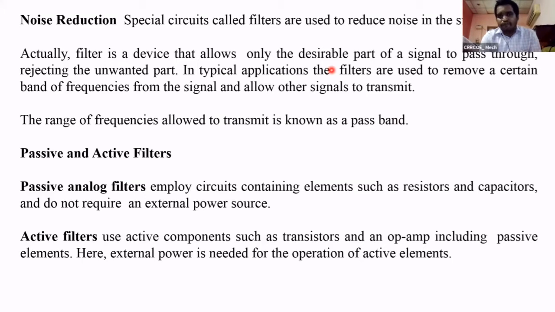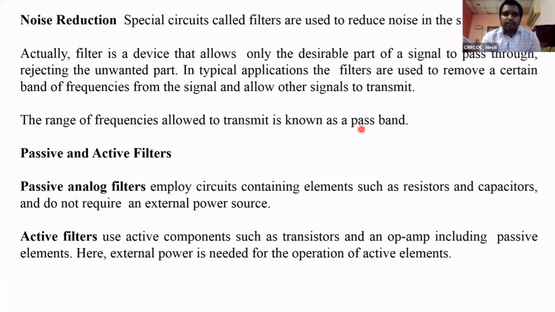A filter allows a certain frequency of signal through it and rejects the remaining frequencies. That is called a filter. The range of frequencies allowed through the filter is called the pass bandwidth, or pass band. Based on this pass band, we have different types of filters. Now we will discuss the different types of filters and how they pass certain frequencies. Filters are classified into two types: one is passive type, the second is active filters.